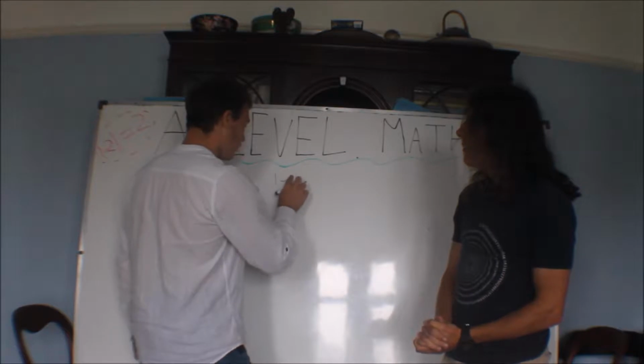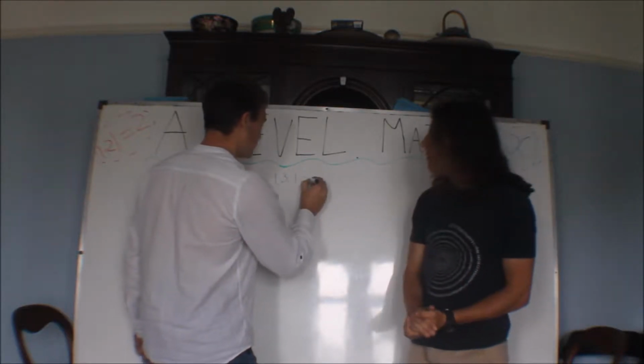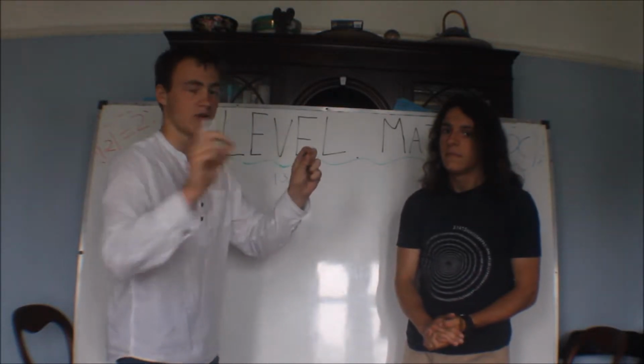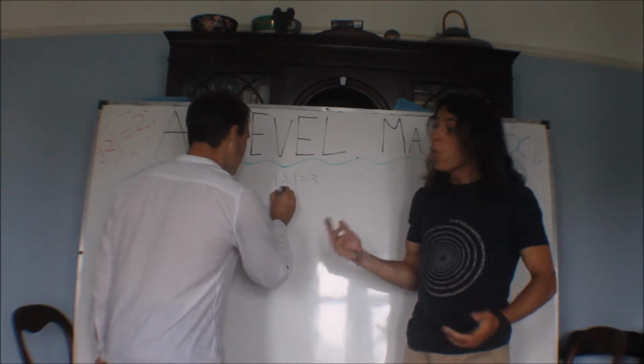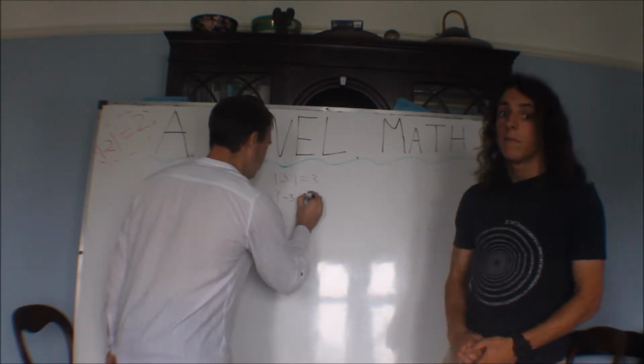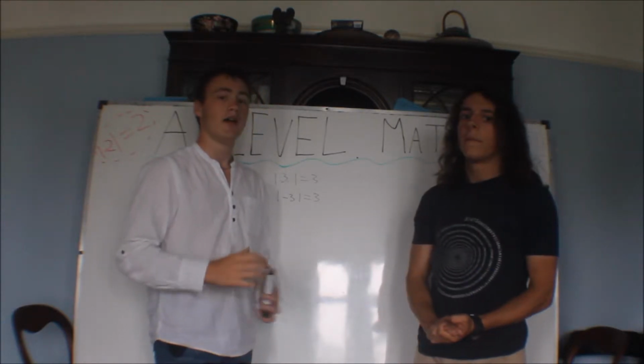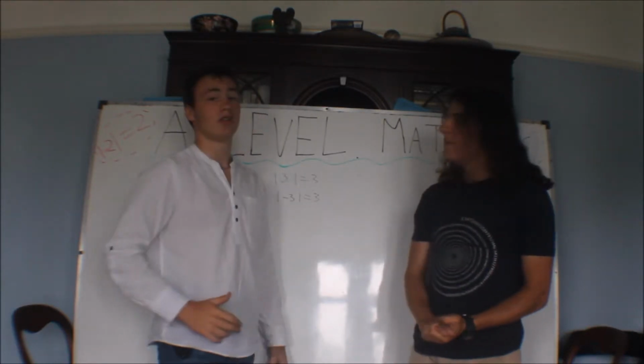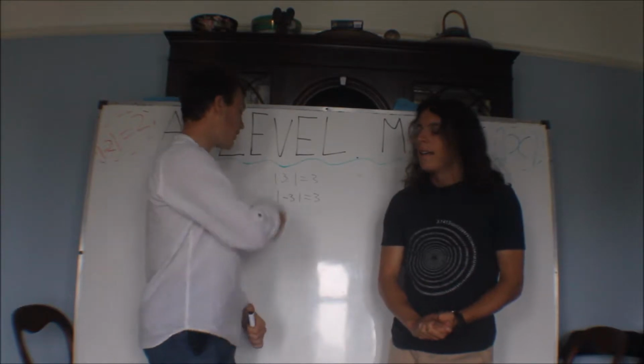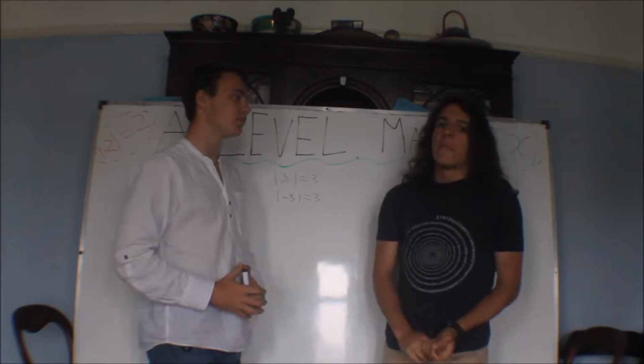So the mod of 3 is 3 because it's 3 units away from 0 on a number line. But also, mod of minus 3 is 3 as well, because it's still 3 units away from the 0 on the number line. And that's what the modulus is all about, but unfortunately, you don't just randomly plonk numbers in. No, it does get a bit more complicated than that.